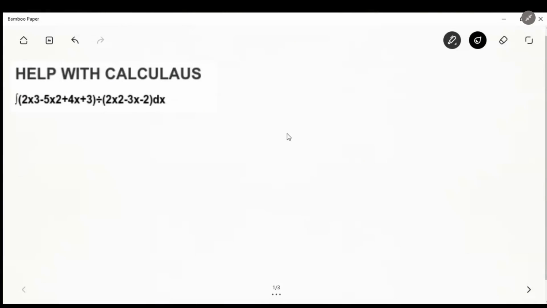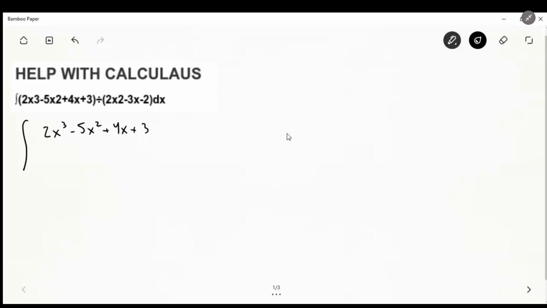All right, let's take a look at this problem. Help with calculus. All right, so it looks like we've got a big integral here, and I'll admit this problem's a little tricky. It took me about 10 minutes just to solve it on my own. Let's write it out, and I'll walk you through it step by step.